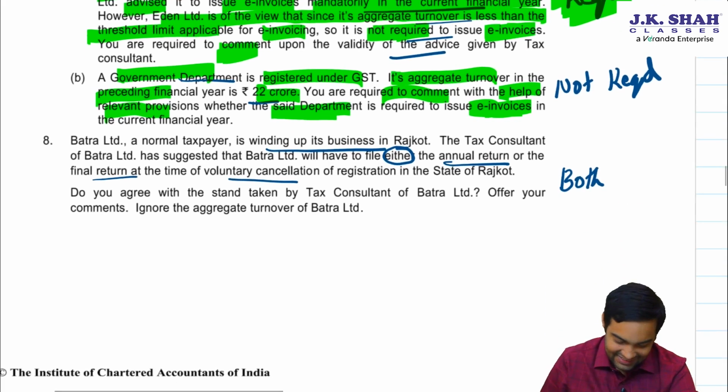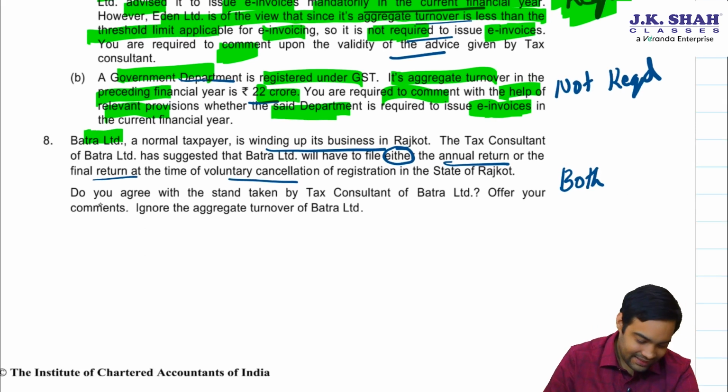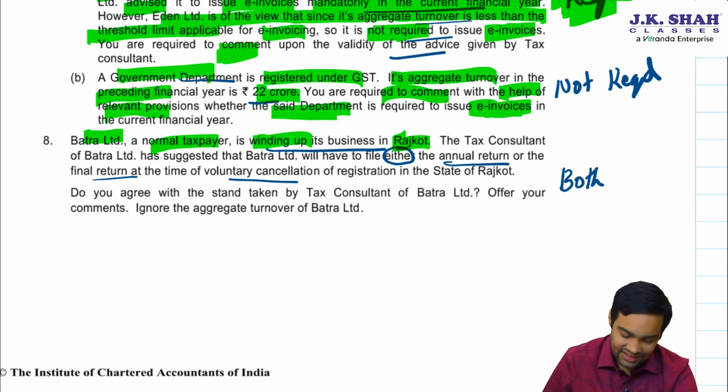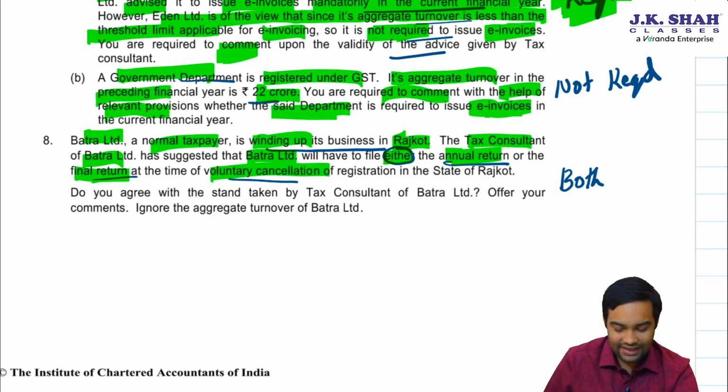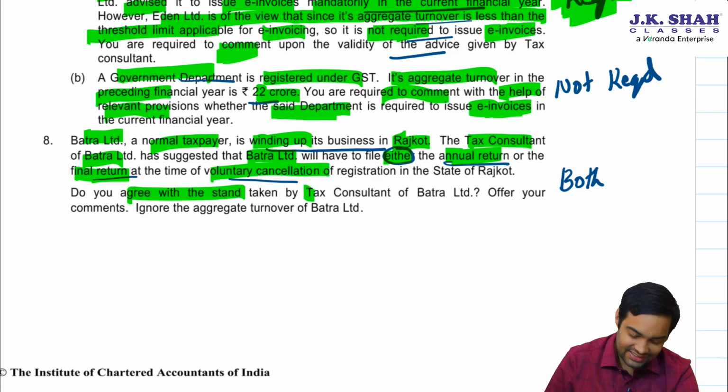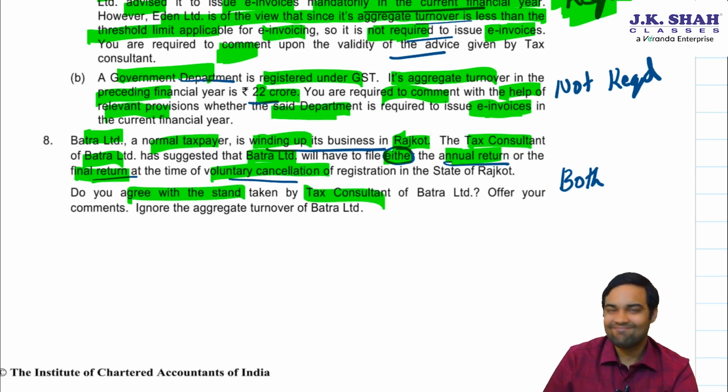Okay, let's see the next one. Batra Limited, a normal taxpayer, is winding up its business in Rajkot. The tax consultant of Batra Limited has suggested that Batra Limited will have to file either annual return or final return at the time of voluntary cancellation. Do you agree with the stand of the tax consultant?